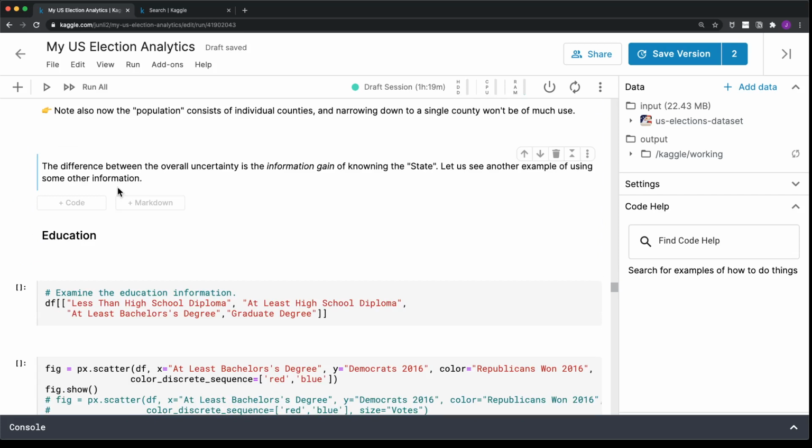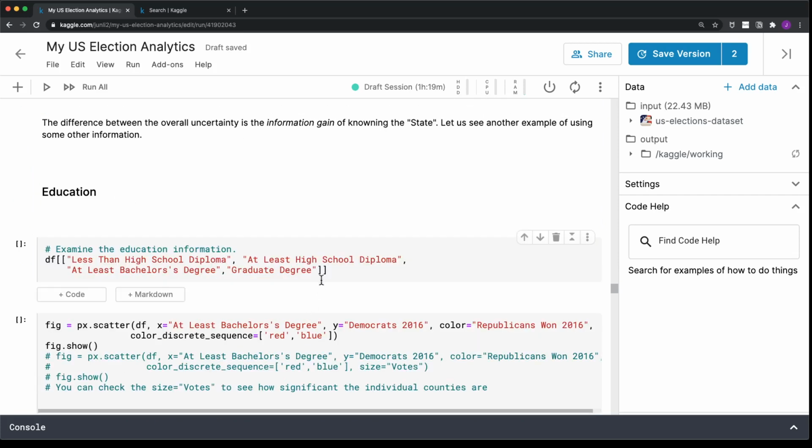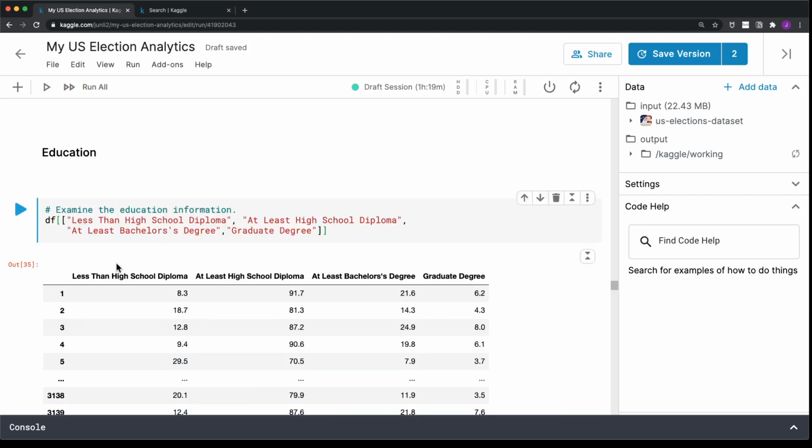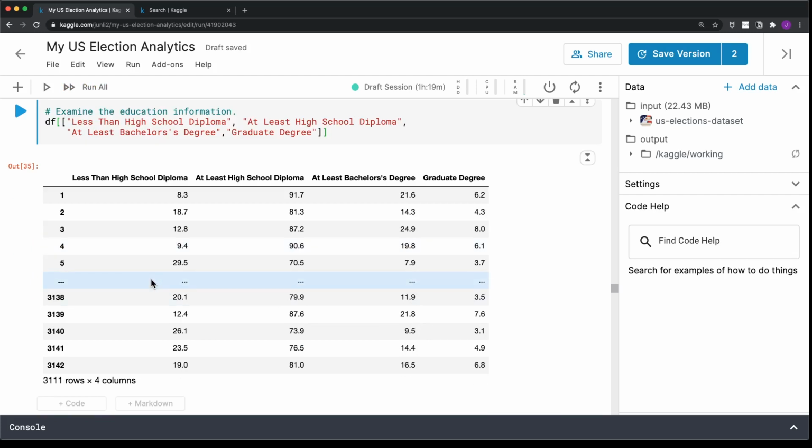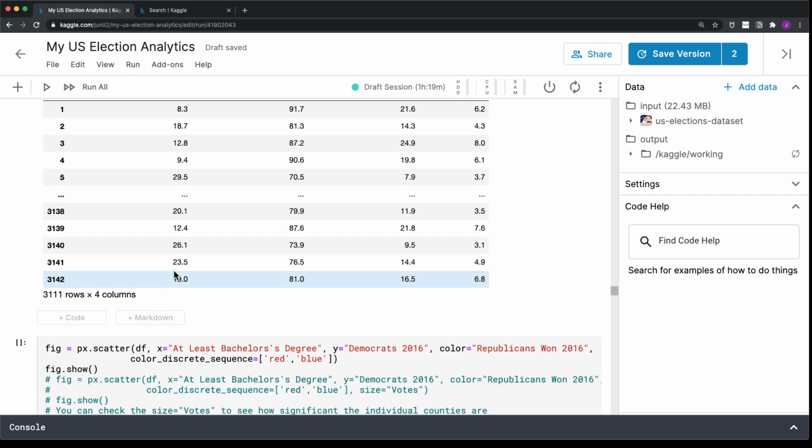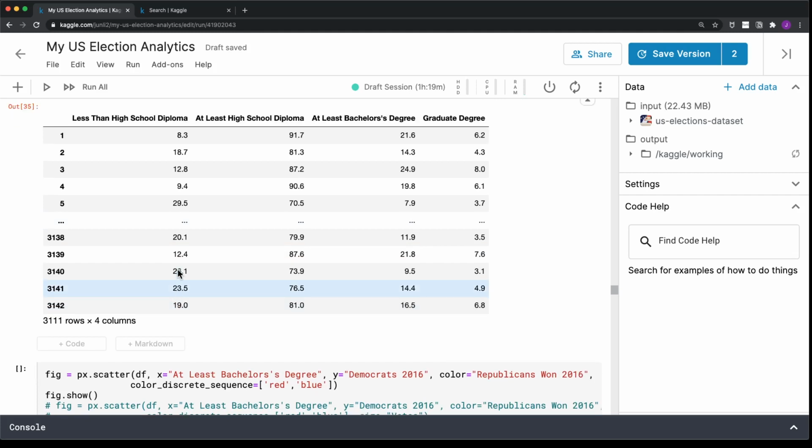For example, let's consider the education. We have some related criteria in the data frame. Let's look. Well, you have the proportion of the population receiving different degrees of education. Okay. So of course that information is related to each other, but let's just take one as an example.